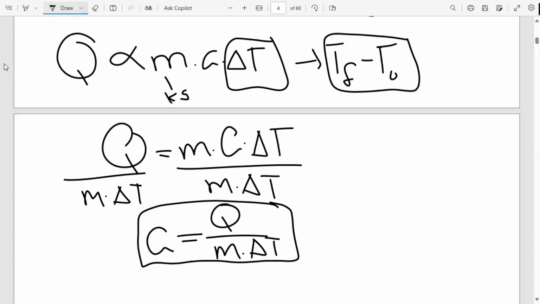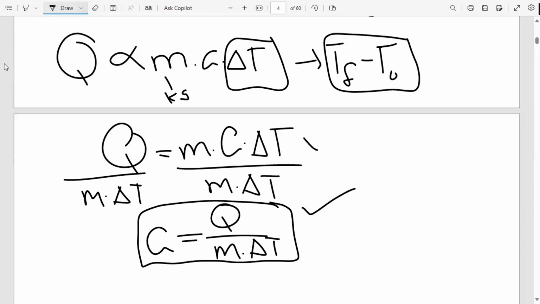Now, how can we measure heat capacities? Or how can we measure specific heat capacity? So there are two ways in which we can measure the specific heat capacity of a substance, or how we can find out the specific heat capacity of a substance. So this is the formula. Don't forget about this formula.